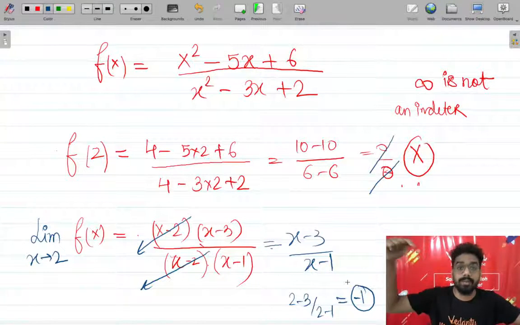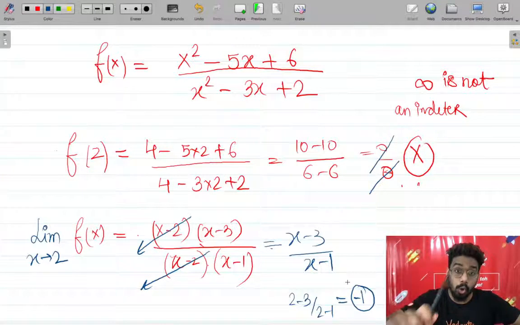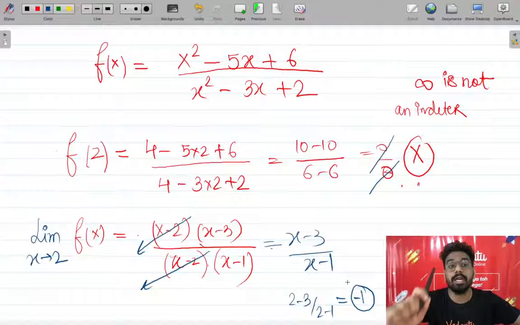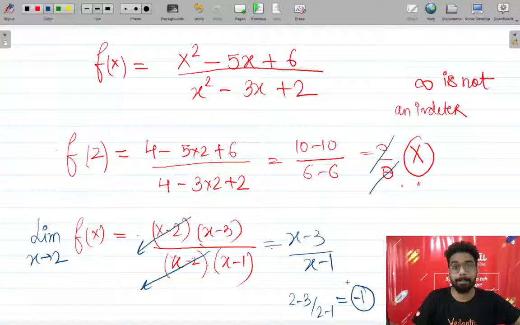If you approach from the left hand side or right hand side, you will have it as minus 1. Though at x equals 2, the function does not exist. The function will not exist at all. I hope this is very clear. And the second point, this is for the factorization. What does factorization mean?